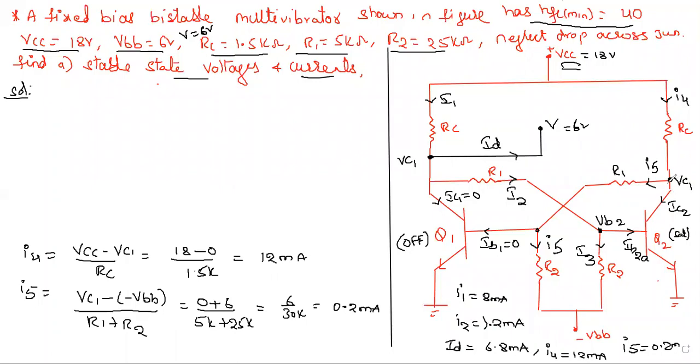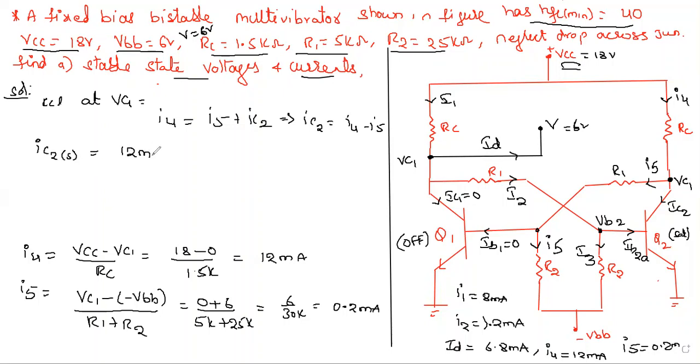If I apply KCL at VC1, I4 is equal to I5 plus IC2, as I5 and IC2 are leaving. So IC2 is equal to I4 minus I5. The value of I4 is 12 milliamps. So IC2, the saturation current, is 12 milli minus I5, which is 0.2 milliamps. So it is 11.8 milliamps. This is the saturation current.